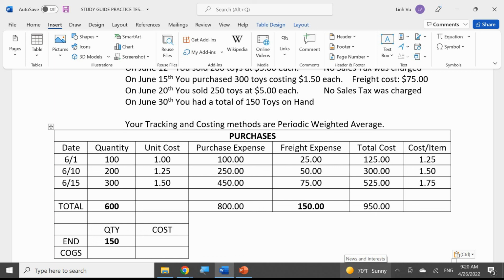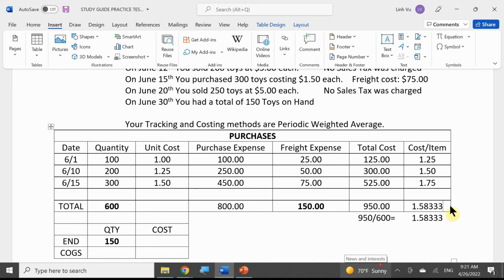Okay, first off, what's my total cost? $9.50. Okay. And you're going to divide that by your total quantity. 600. So what is your average cost per item? 158. Keep going. 333.